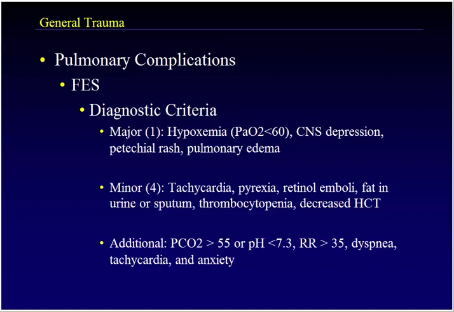There actually are four major criteria which you see listed here, the three I mentioned plus pulmonary edema, and then four minor criteria: tachycardia, pyrexia, retinal emboli, and thrombocytopenia. Additional things that can support the diagnosis include a PCO2 on a blood gas greater than 55, or significant acidosis with a pH less than 7.3, tachypnea, dyspnea, tachycardia, and anxiety. All those things can corroborate the diagnosis.